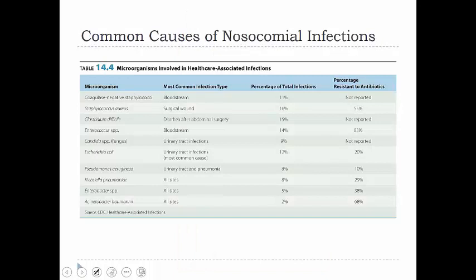Here's an example of some of the organisms that we find in the hospital and also the percentage that's resistant to antibiotics. We've already talked about antibiotic resistance before. It's something that's very important. We have specific organisms that we tend to find in certain locations in the hospital. And again, these are healthcare associated infections.